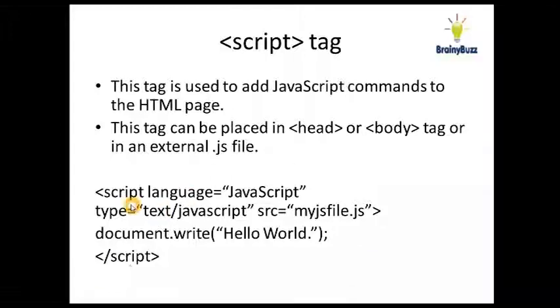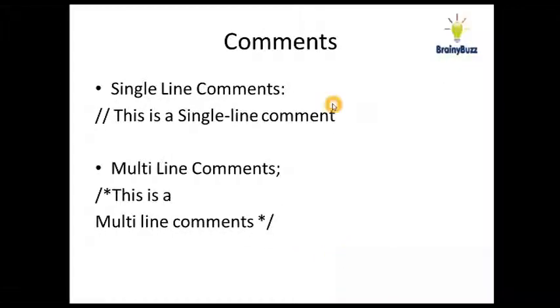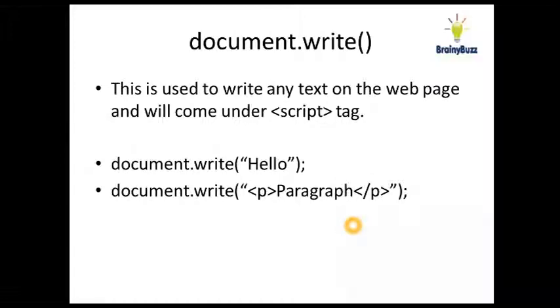Another thing, between the script start and end tag you can write your code. Here this is a normal document.write hello world. That means it will print hello world on your web page. Document.write means in the document you want to write this particular thing. After that you have comments. Comments are single line comments, which include a double slash, and multi-line comments, which start with slash star. Comments are basically used to comment out some code or something that you do not want to put on the web page.